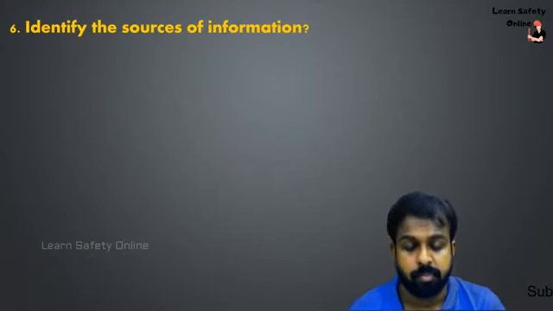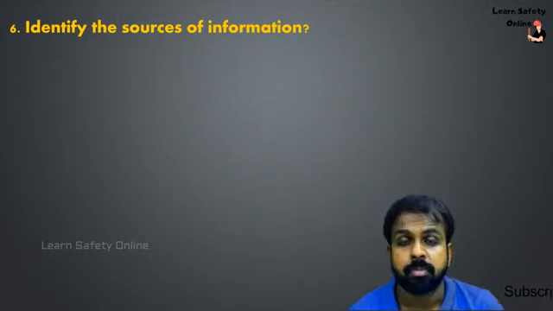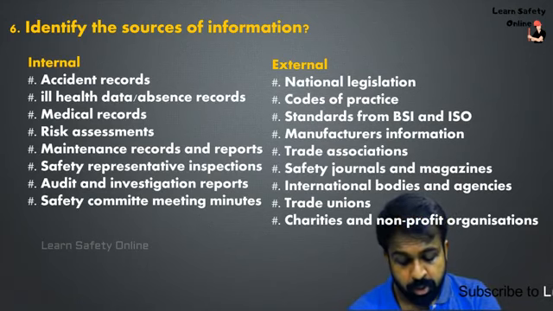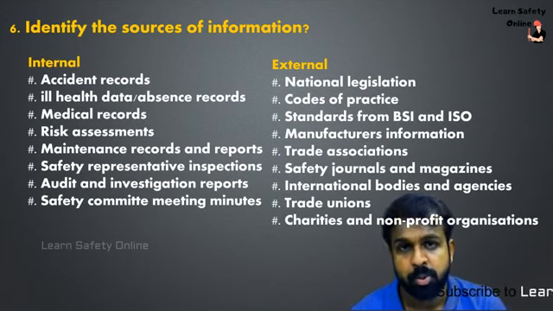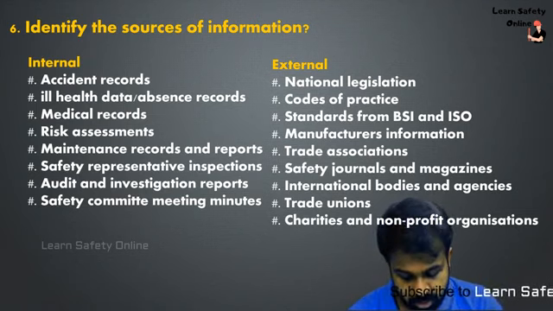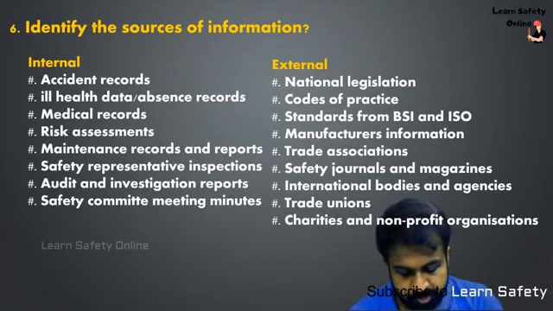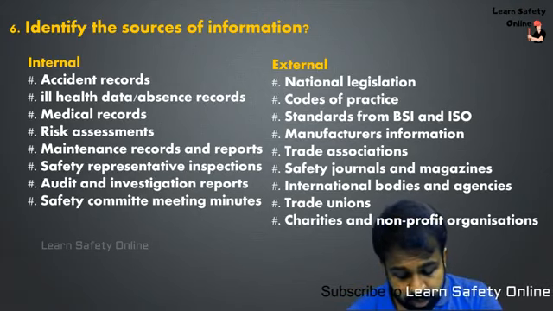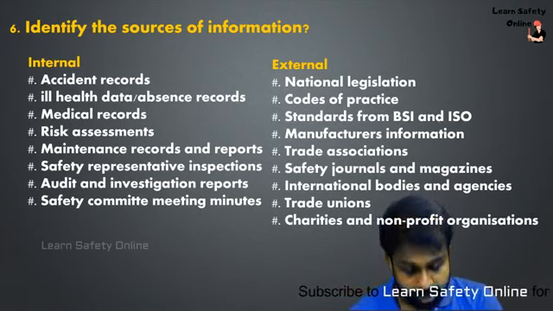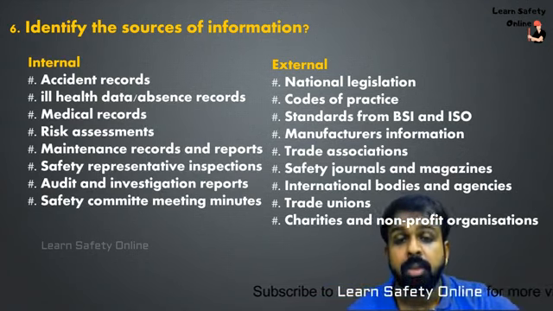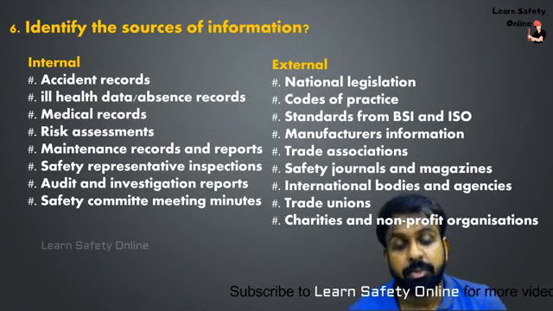So our next question is: identify the sources of health and safety information. The sources of health and safety information are classified into 2 categories. The first is internal information sources. Internal information sources are accident records, ill health data or absence records, medical records, risk assessments, maintenance records and reports, safety representative inspections, audit and investigation reports, and safety committee meeting minutes. These are the things coming under internal information sources.